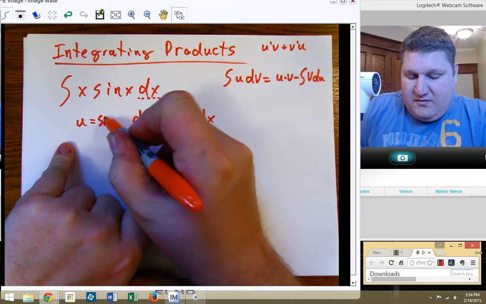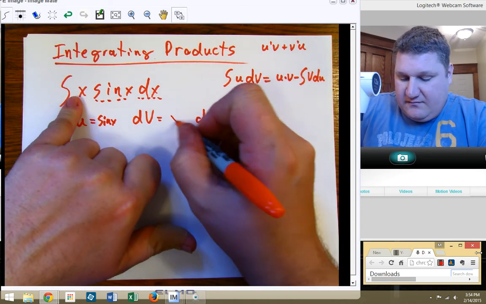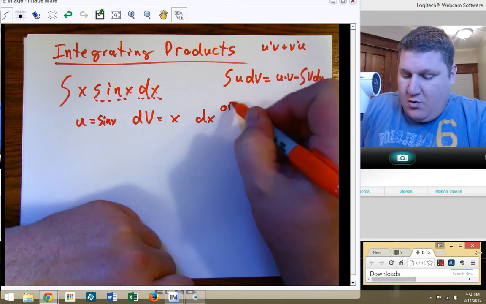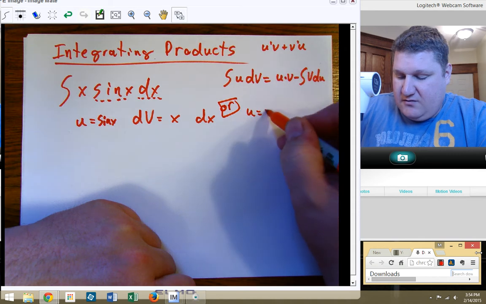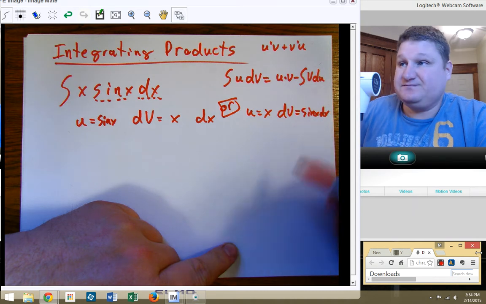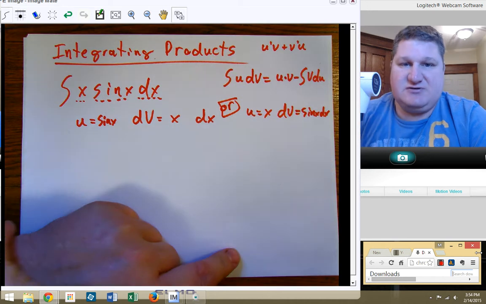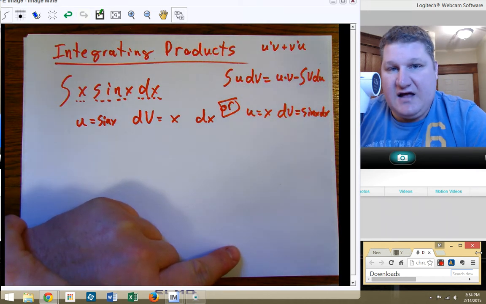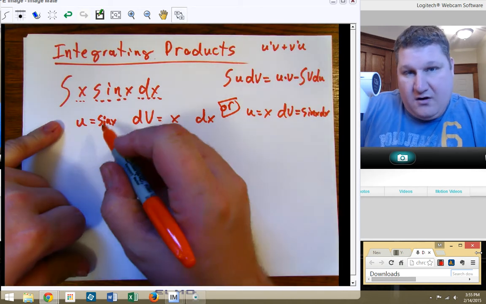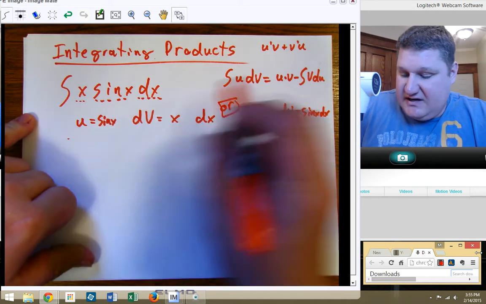I could either say u equals sine x, because that seems to be a part of something, and x dx is dv. Alternatively, I could say u equals x and dv equals sine x dx. Those are pretty much the two ways I have to break up the components of this particular integral. Now, the challenge is, our whole point is to try to get this thing integrated.